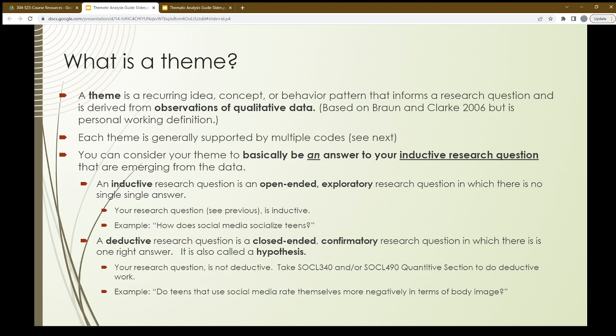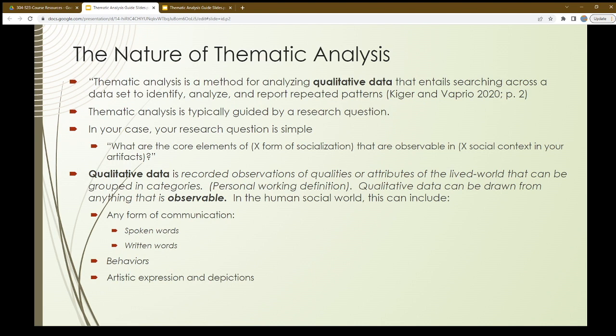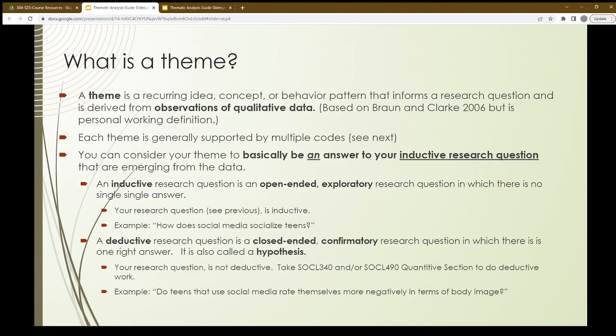So when it comes to themes, it's important to think about them in relationship to your research question. A theme is basically an answer to your research question. So if we go back and look at your research question, let's use the example of, how do Barbie ads from the 1990s socialize gender? The themes that you developed from that question, if you were to use those ads as artifacts, would be an answer to your question. Each answer to that question, or each form of gender socialization that you can observe within the ads, would be a theme.